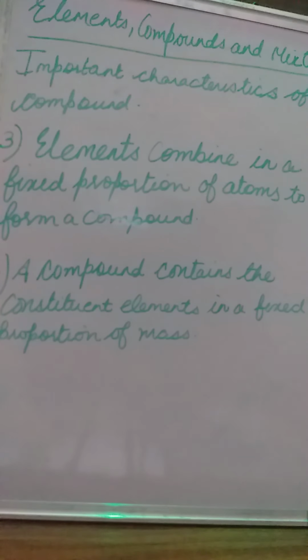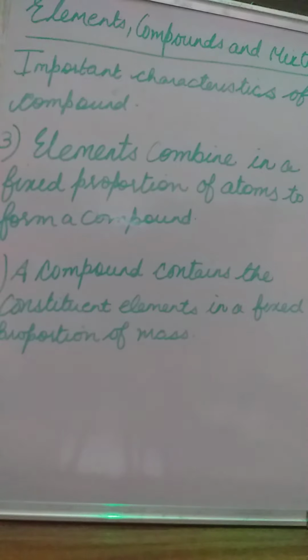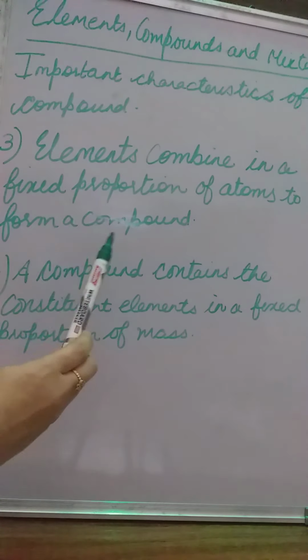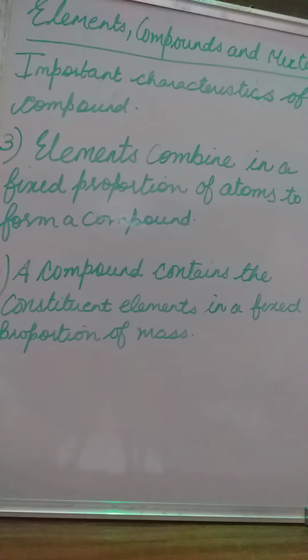Now, number three, elements combine in a fixed proportion of atoms to form a compound. For example, hydrogen always combines with oxygen in the atomic ratio 2:1 to form water, and carbon combines with oxygen in the atomic ratio 1:2 to form the compound carbon dioxide.